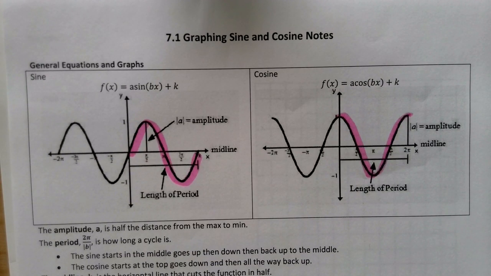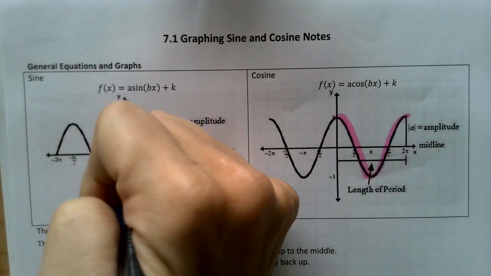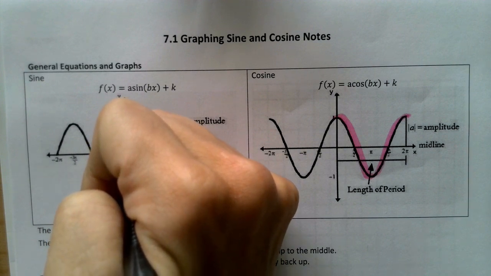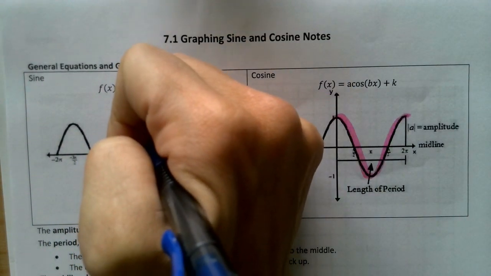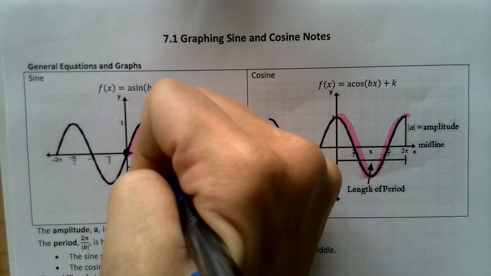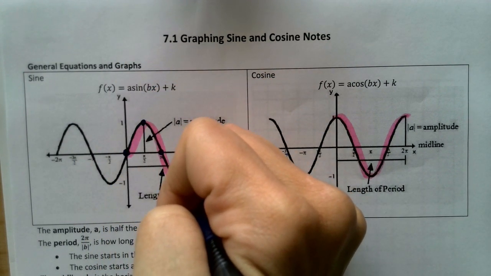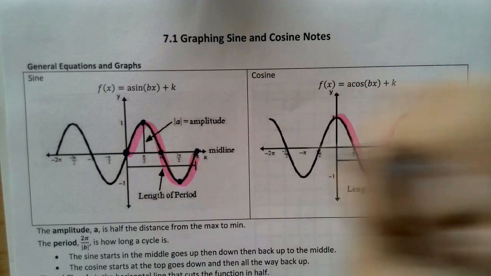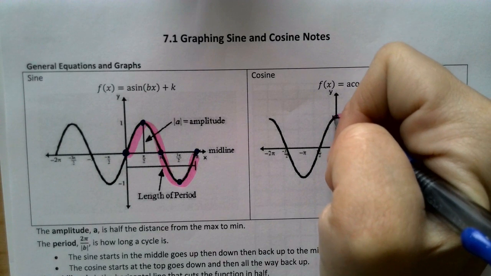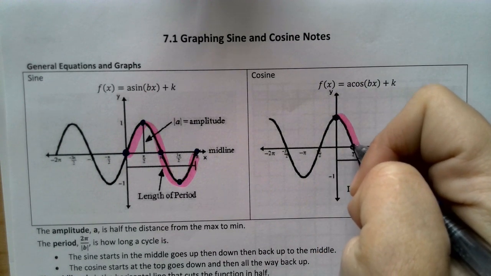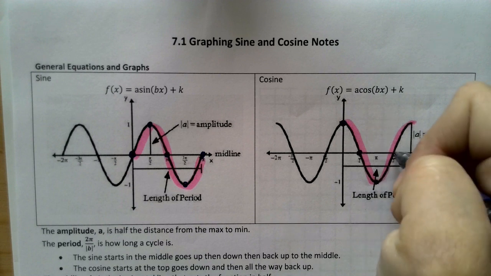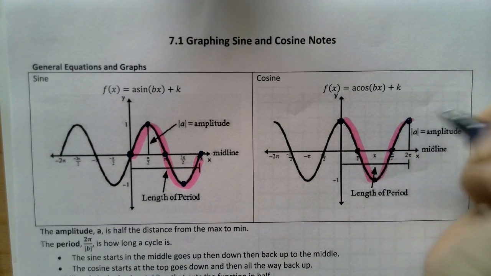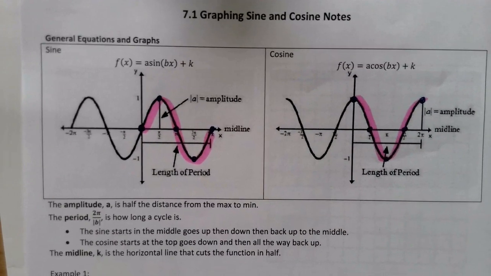Now, one of the things I want you to notice right now is that there are actually 4 points after the starting point that I want you to graph that are exact. So for sine, our starting point is at 0, 0 in this case, and then it goes top, midline, bottom, midline. Cosine starts at the top, midline, bottom, midline, top. Okay, so I'm going to be looking for those coordinates every time.